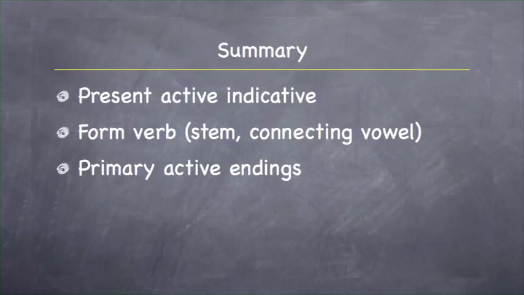How do you form a present active indicative? Well, you form it by taking the present tense stem of the word, which is indicated in the vocabulary with the asterisk. And then to that, you add a connecting vowel. And to that, you add primary active personal endings. And we're going to learn these really, really well, aren't we?